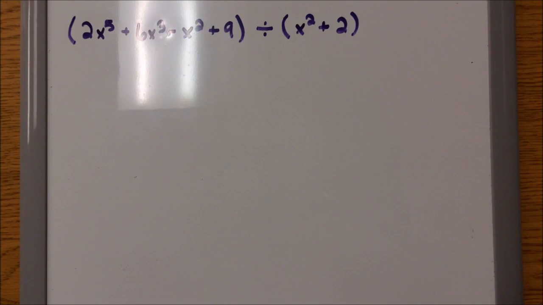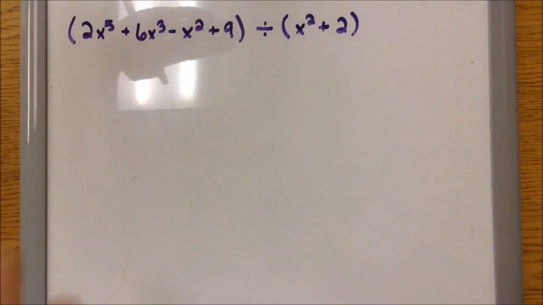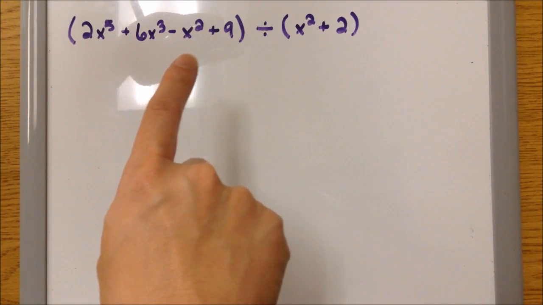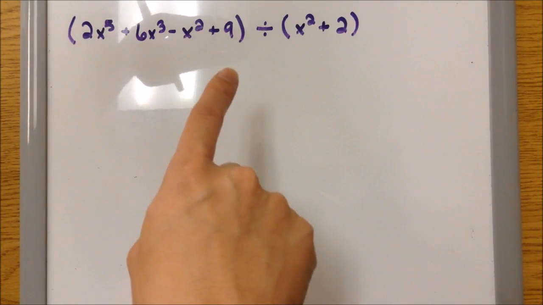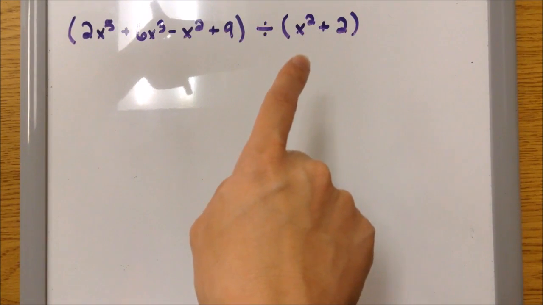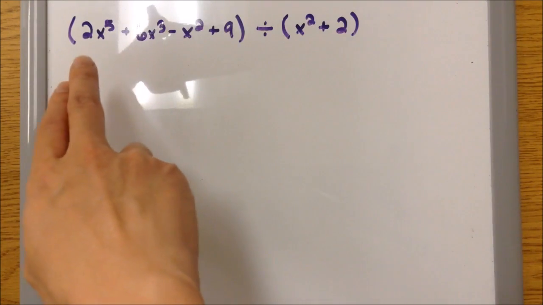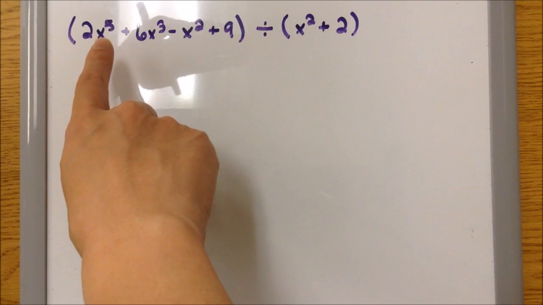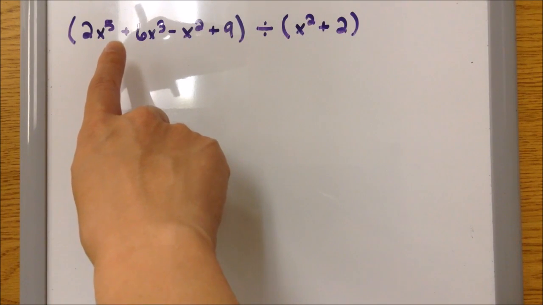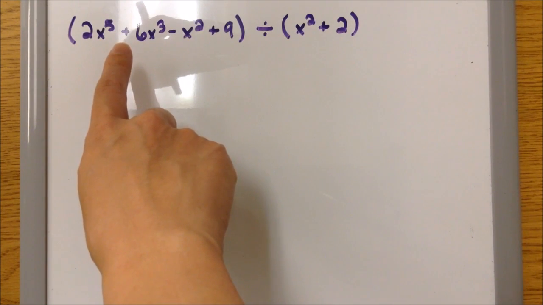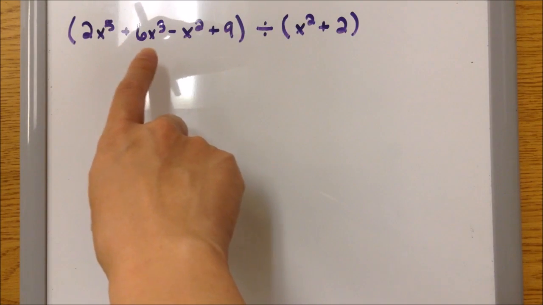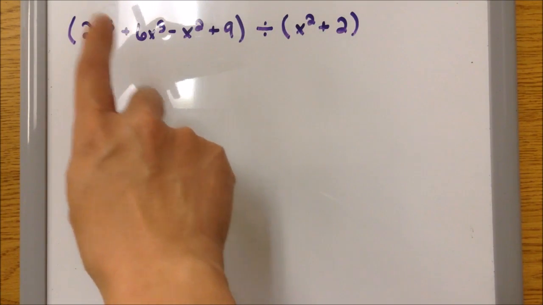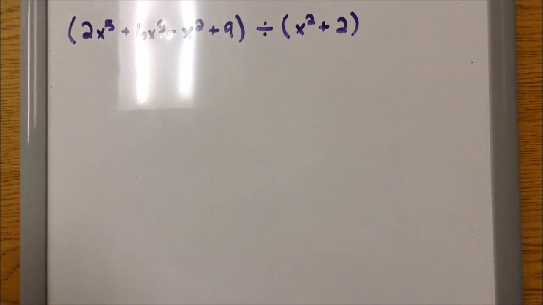So let's look at the problem. We have 2x to the fifth plus 6x to the third minus x squared plus 9 divided by x squared plus 2. First we're going to check if there are any missing terms. We see that the highest is 5. If we count down by 1, what comes after 5 is 4. I don't see it, so that means there's a missing term. We're going to fill that in with a 0.